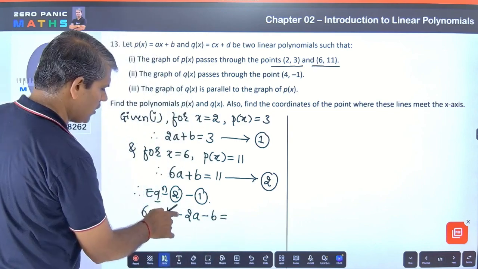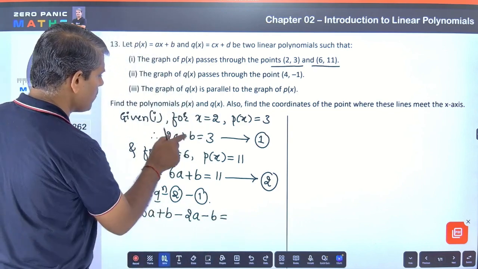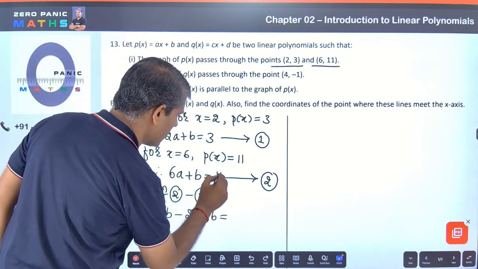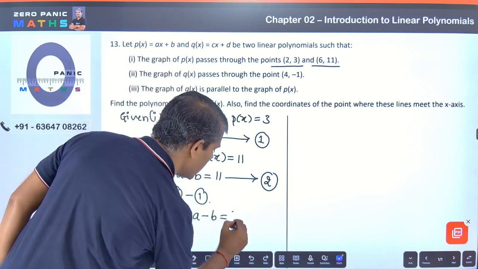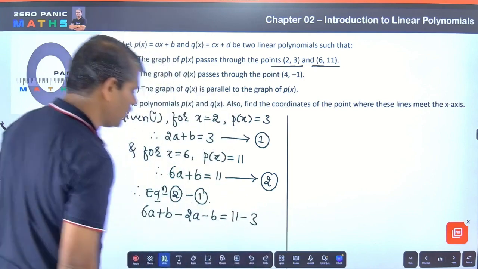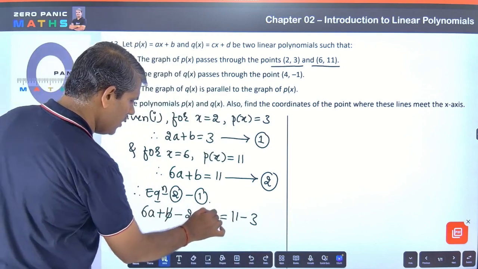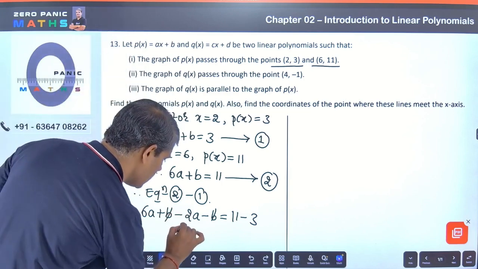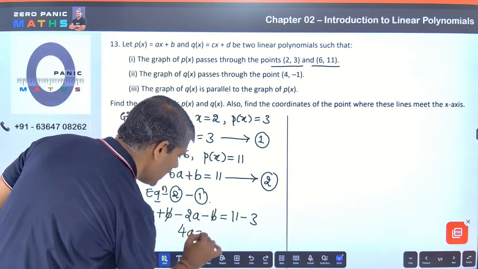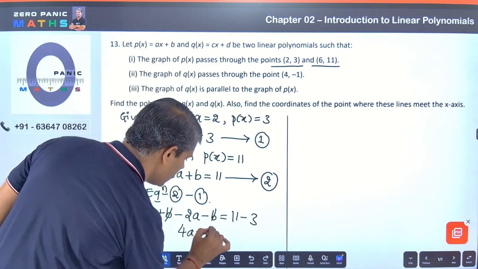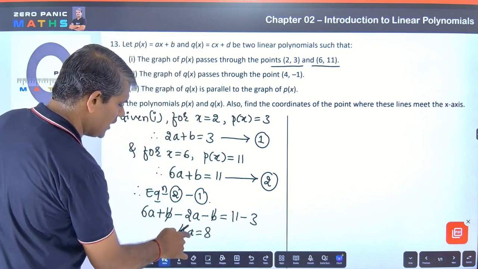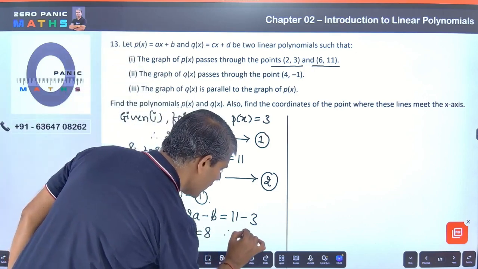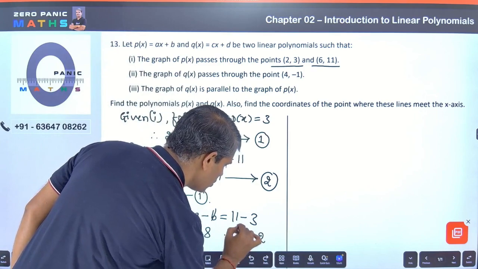Okay, you are multiplying minus to both the terms of the left side. Okay, so that one step I have skipped. 11 minus 3 on the right side. B will get cancelled. For 6a minus 2a, that is 4a. 4a is equal to 11 minus 3, that is 8. So a is equal to 8 by 4, that is equal to 2. Okay, so a is equal to 2.